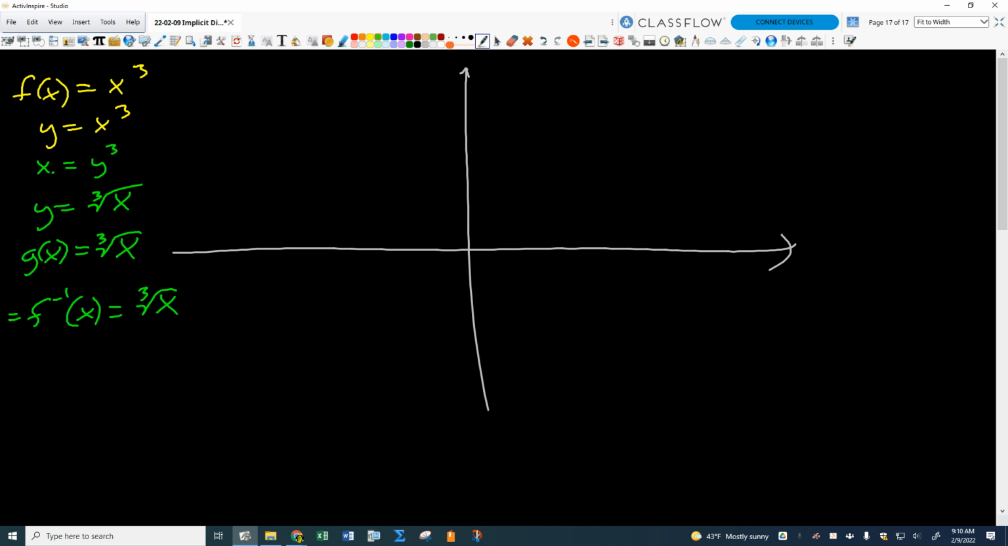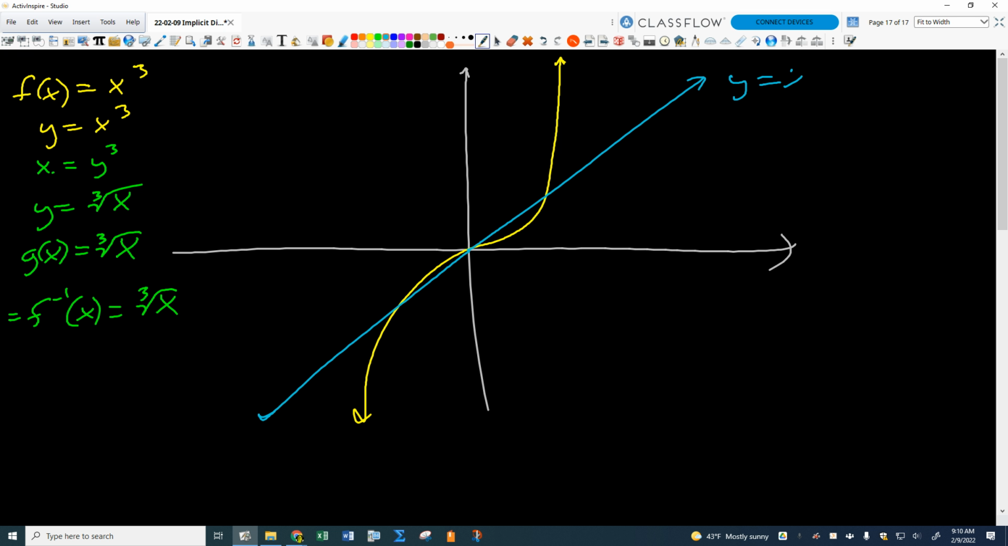Okay, so if I graph the original function, it would just look like this, wouldn't it? y equals x cubed would look something like that, right? There's f of x. If I graph g of x, yeah, it's going to have symmetry about the line y equals x. Okay, doesn't that make sense?